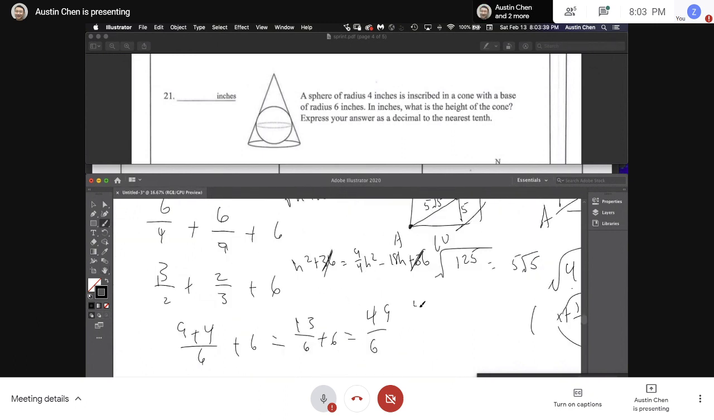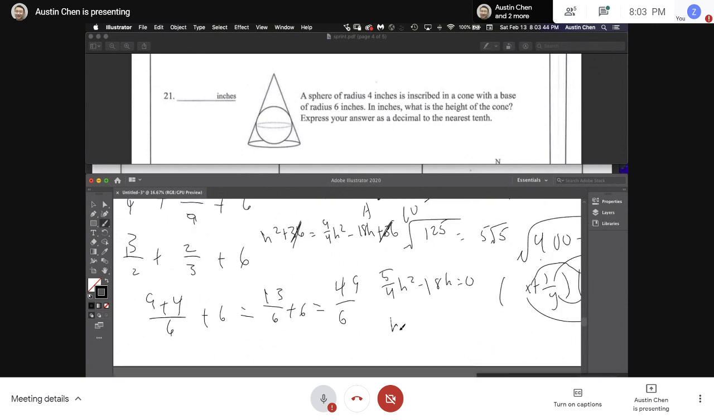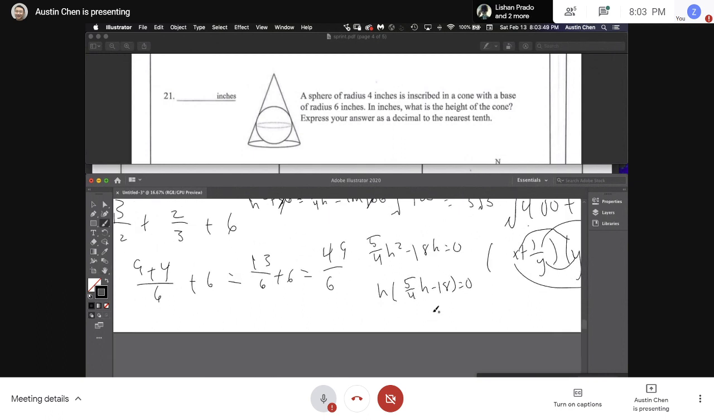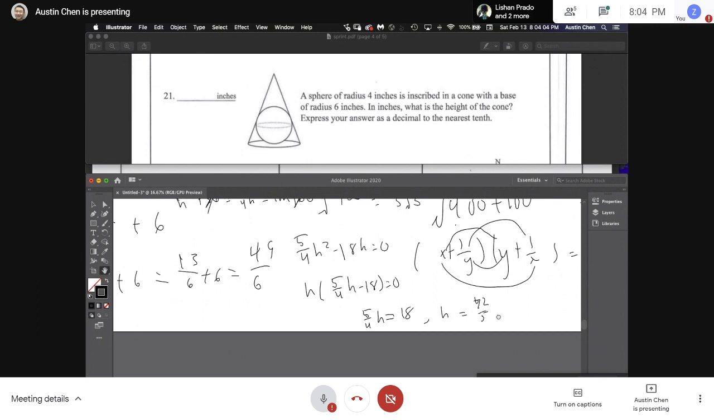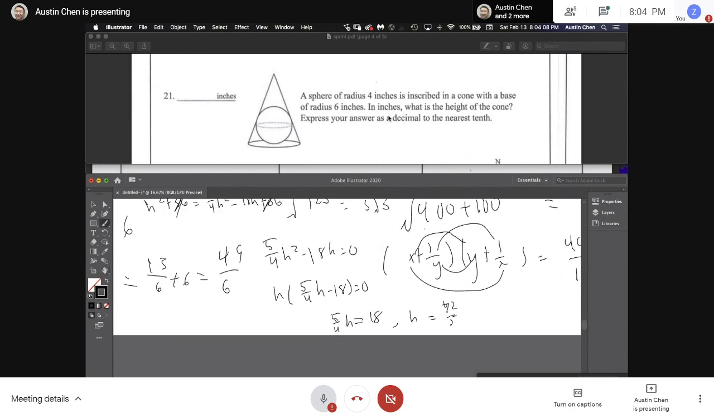And then you have 5/4 h squared minus 18h is equal to 0. Then h times (5/4 h minus 18) is equal to 0. Because we are assuming h is non-zero, then 5/4 h is equal to 18, which means that h is equal to 72 fifths. And again, we want our answer as a decimal to the nearest tenth, so it's good that we have a decimal answer. And this will be equal to 14.4.